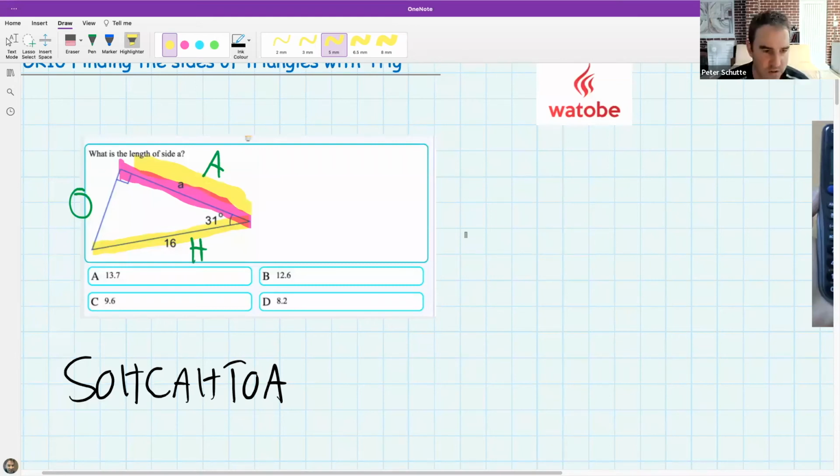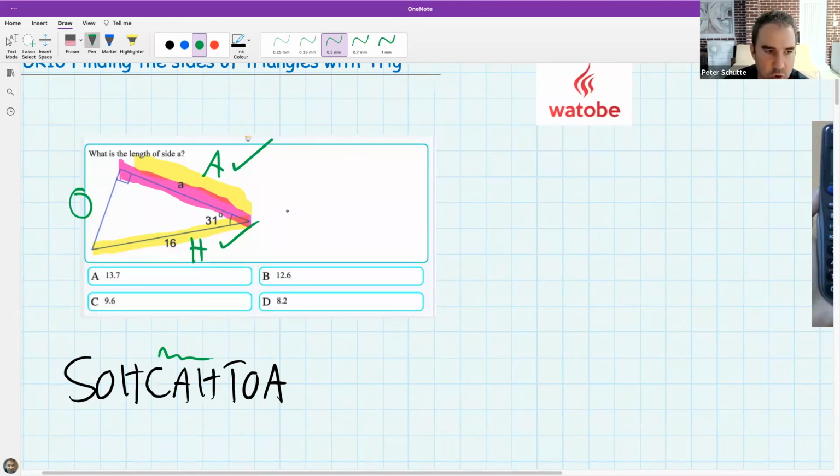So why don't you start by telling me in the chat which trig ratio is going to be involved in solving this question? I'm trying to find the length of side A. Okay, well done, guys. It's going to be cos, because you need to involve A and H, which is over here.